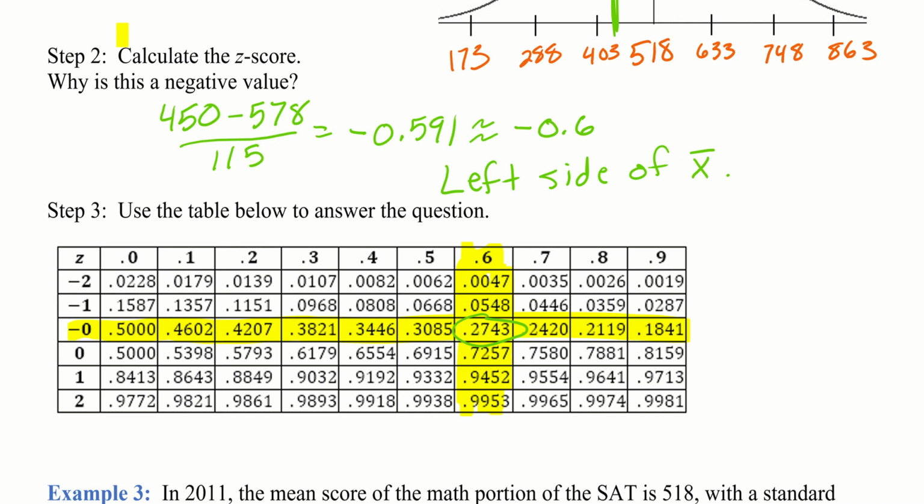0.2743. So the probability that you get a score less than a 450 on your SAT is 0.2743, or about 27%. Nice. Cool. Halfway there, folks. All right.